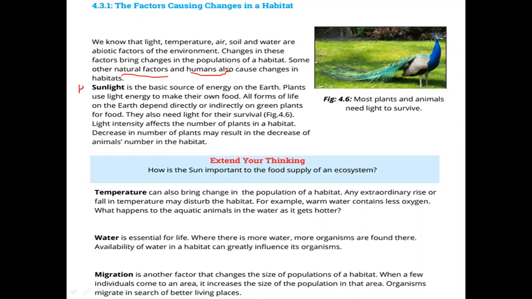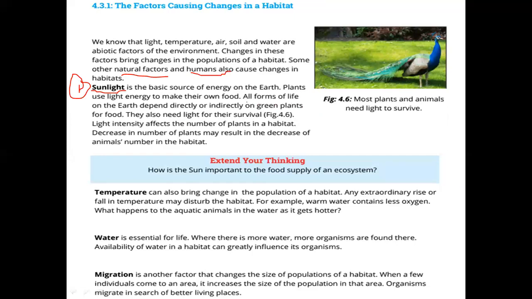So first of all, we will see sunlight, the basic and major source of energy on the earth. Without sunlight, no life can exist. Plants use light energy to make their own food. We have studied in detail in grade 6 about the process of photosynthesis, that plants use this light energy to make their food, that is glucose.